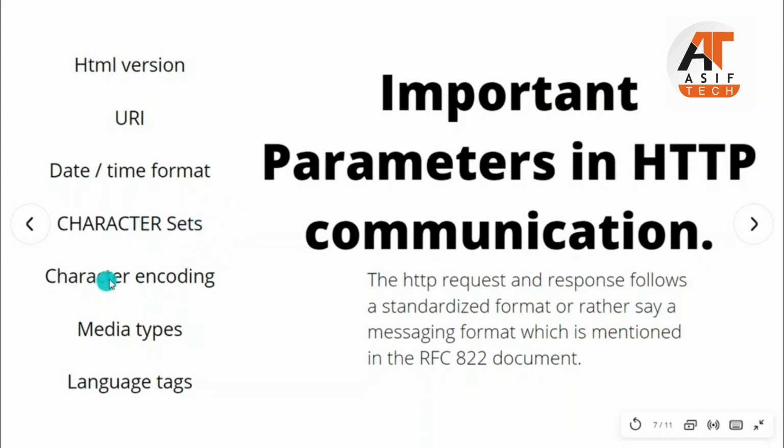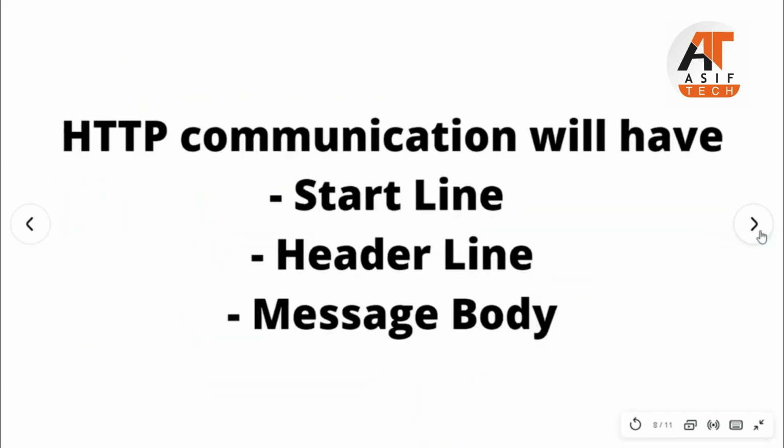Then it's character encoding. I'm sorry, these are the character set. These are the character encoding, which tells the encoding type. Then you have the media type, whichever media types are there. Then there are the language tags, which language this document has been rendered in. So this is really important. The character set, the character encoding, the media type, the language, datetime format, URI, all this information, all this metadata is sent during the HTTP communication.